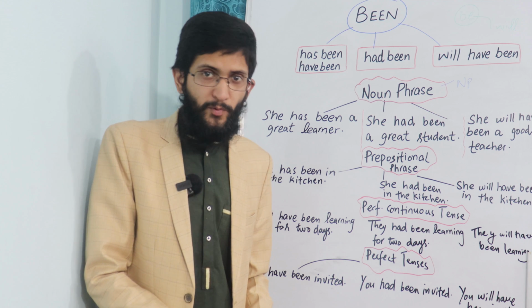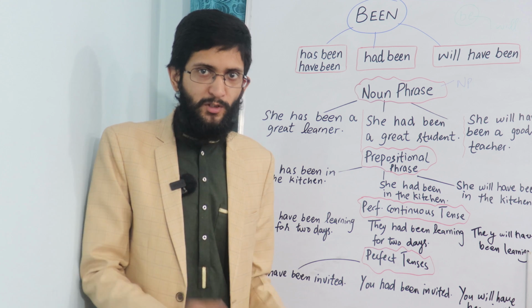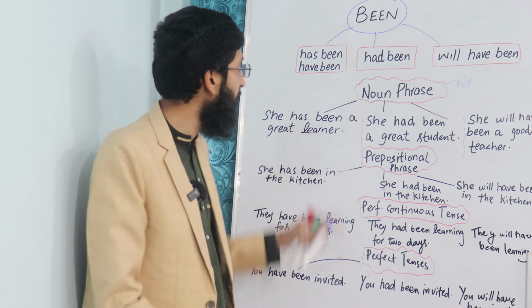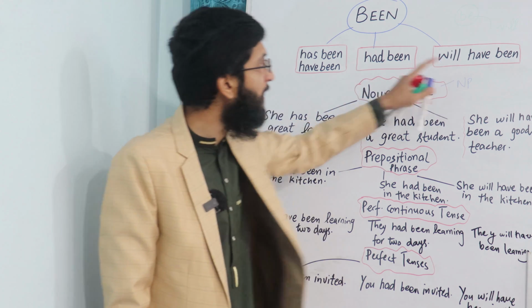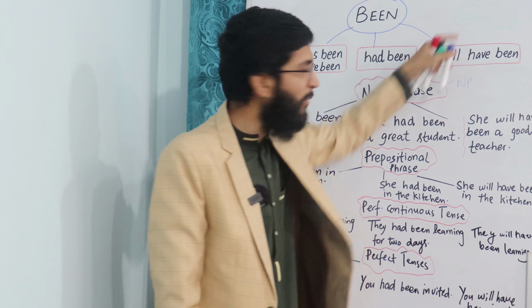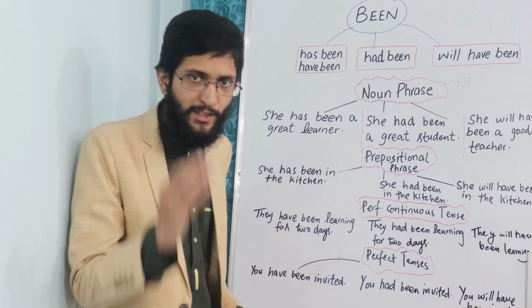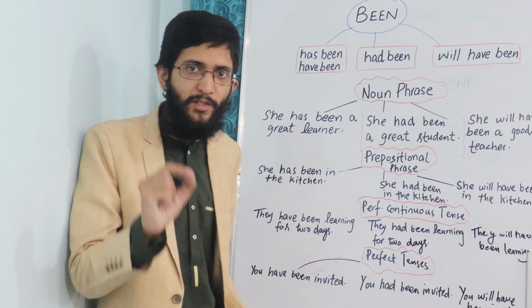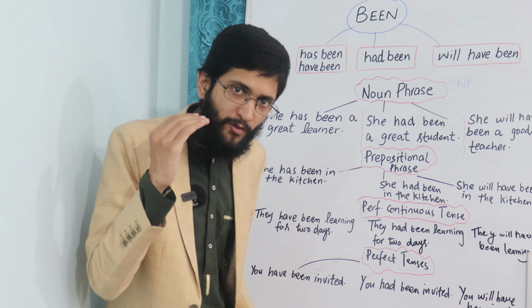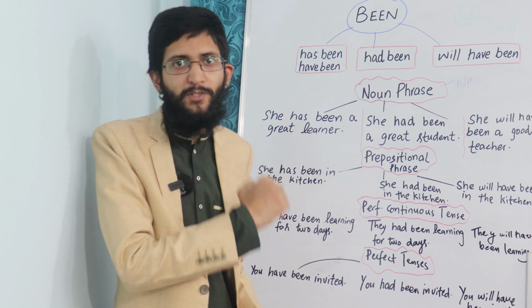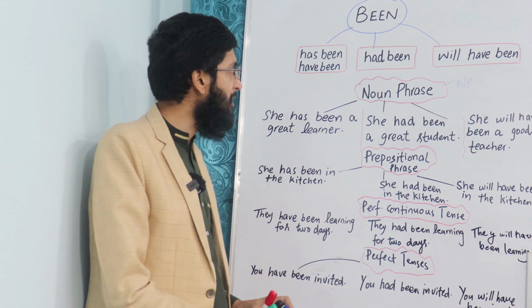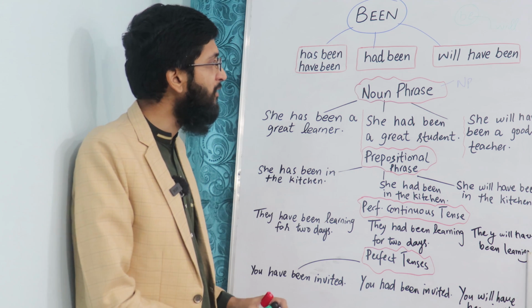In this lecture, we will talk about been. Most of the students are worried about has been, have been, had been, will have been. In the previous lecture, we discussed the be family. In be, we discussed is, am, are, was, were and will be. And we have taught you all the possible structures there. So in this lecture, I have written all the possible structures.